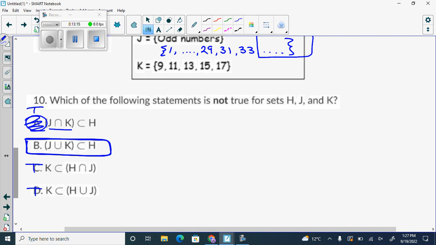Then we're going to flip over. And the reason why it can't be B is J or K gets you more numbers past 31. So it would be more numbers than I have in H.